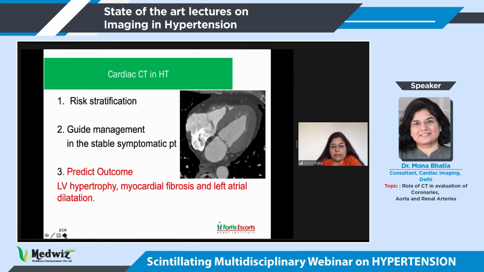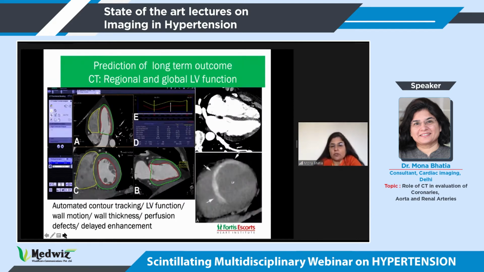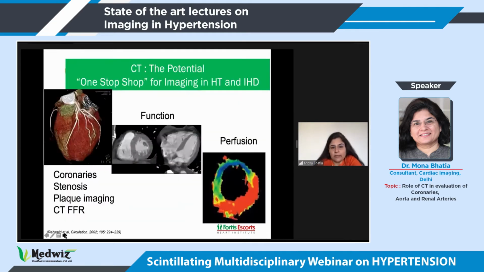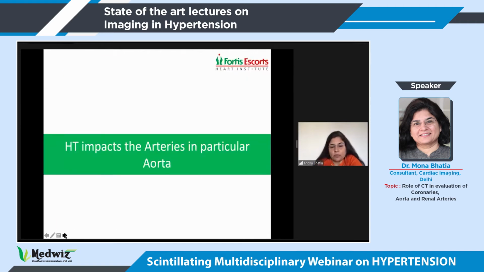Like I said, LV hypertrophy, even myocardial fibrosis if you do a dual energy delayed scan, and left atrial dilatation can all be evaluated on the CT. Besides, CT also looks at regional and global LV function for long-term prognosis, besides evaluating wall thickness, perfusion defects, and delayed enhancements. So CT is your potential one-stop shop for imaging in hypertension and in subsequent downstream ischemic heart disease.